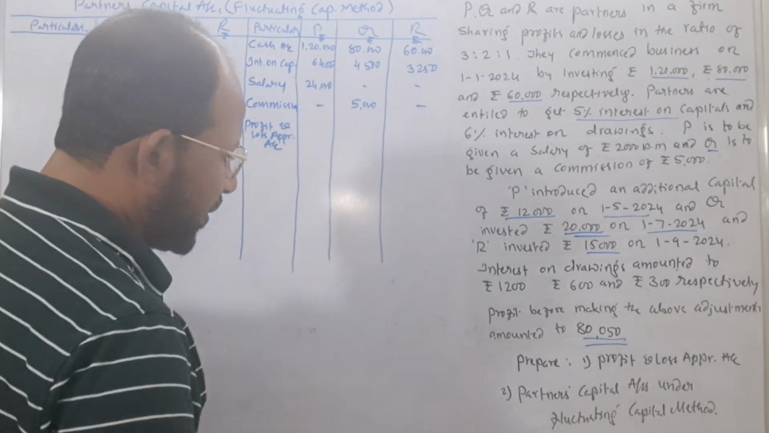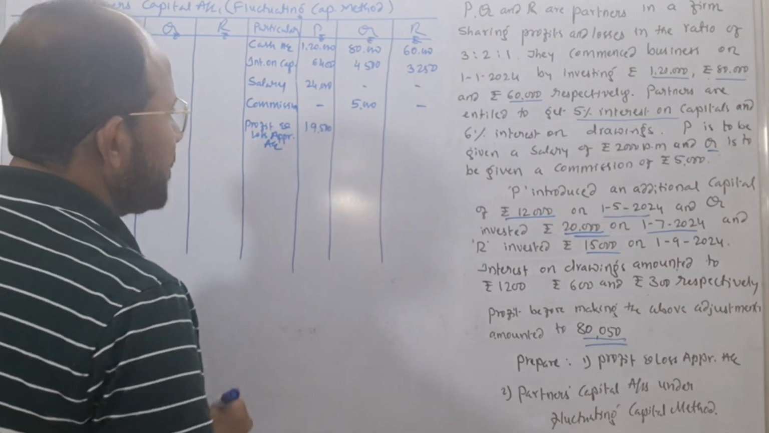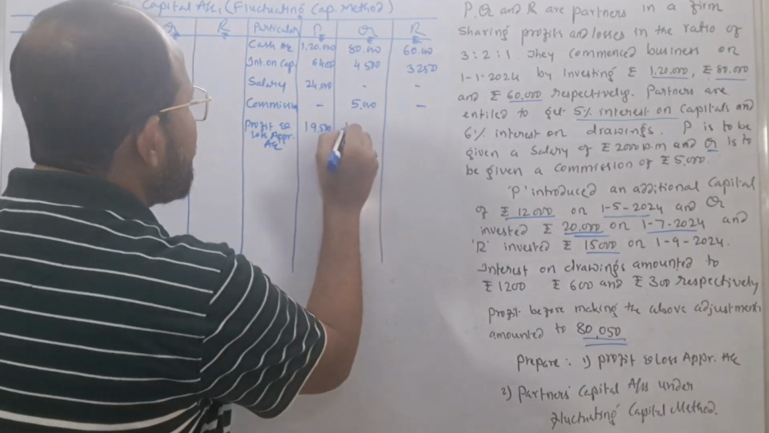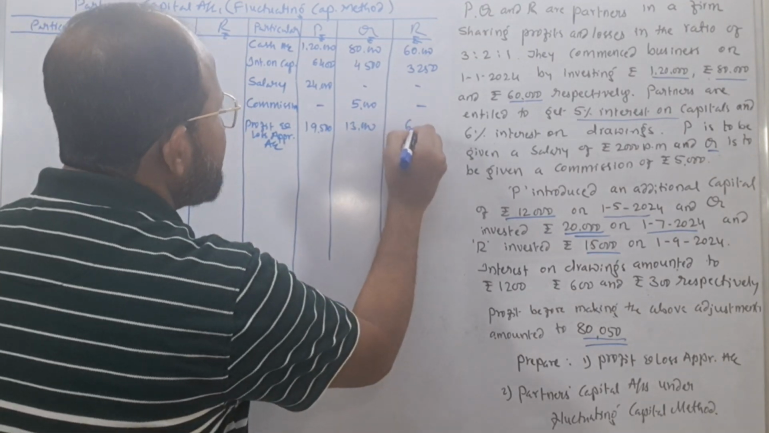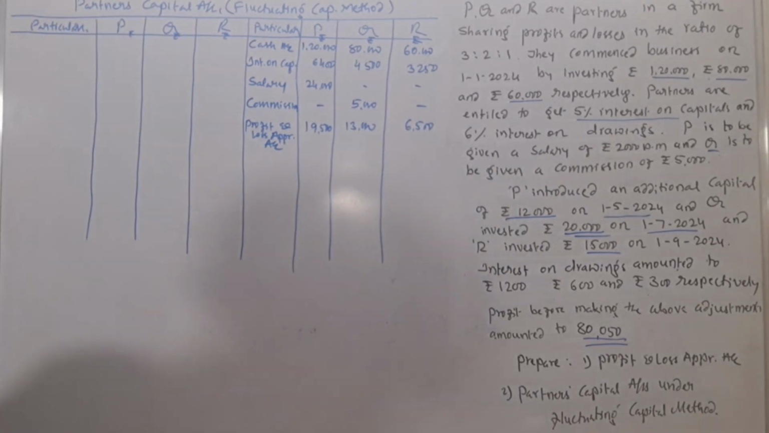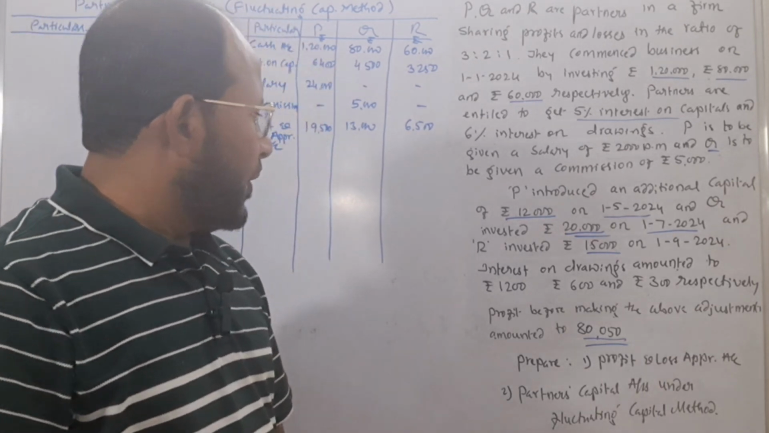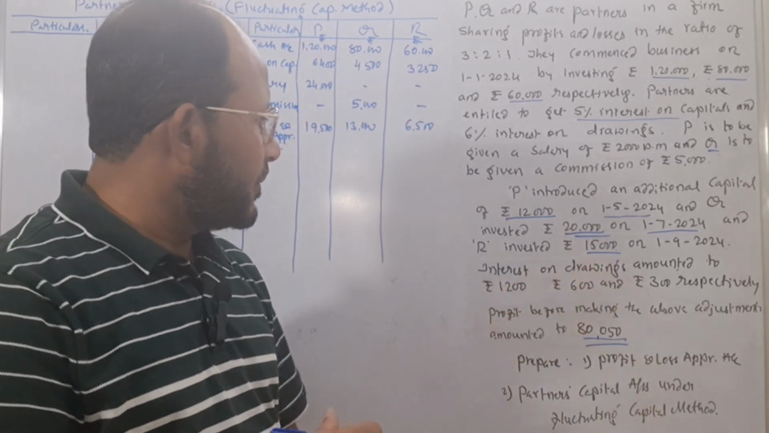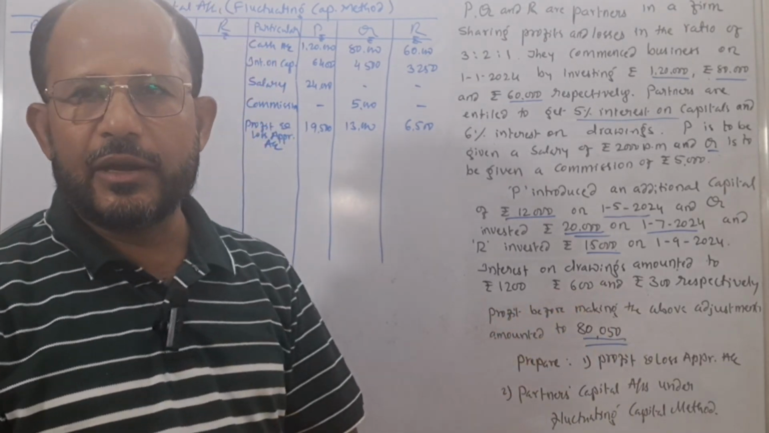This is the share of profit of all the partners. You write 19,500 is the share of P, 13,000 is the share of Q, and 6,500 is the share of R. Next important point is, you see interest on drawings is given: 1,200, 600 and rupees 300.